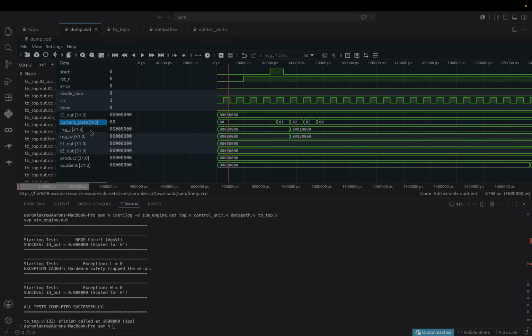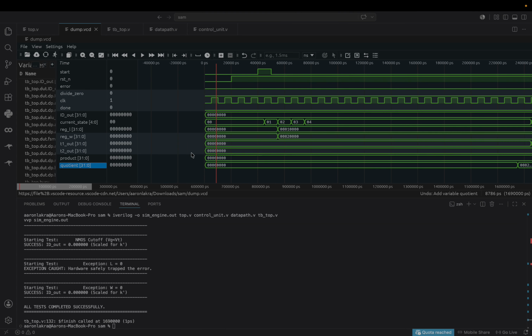This signal shows the length of the transistor, this is the width, and this is the temporary variable to store our calculation in the ALU. This is the secondary one, this is for the current, this is for the gate source voltage, this is the product signal, and this is the quotient signal for the ID current equation calculation.